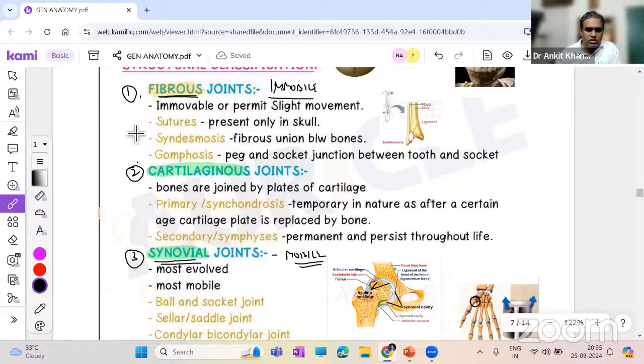Okay, sutures over here. Syndesmosis, again, is between two bones like the radius and ulna. We have an interosseous membrane between them, and your tooth and socket is known as gomphosis. So these are not moving at all. So they are known as fibrous joints.